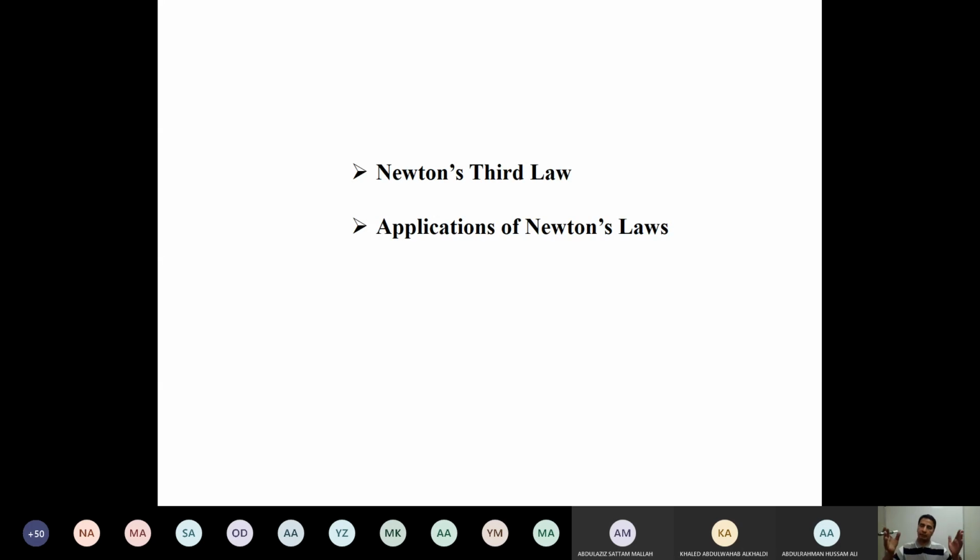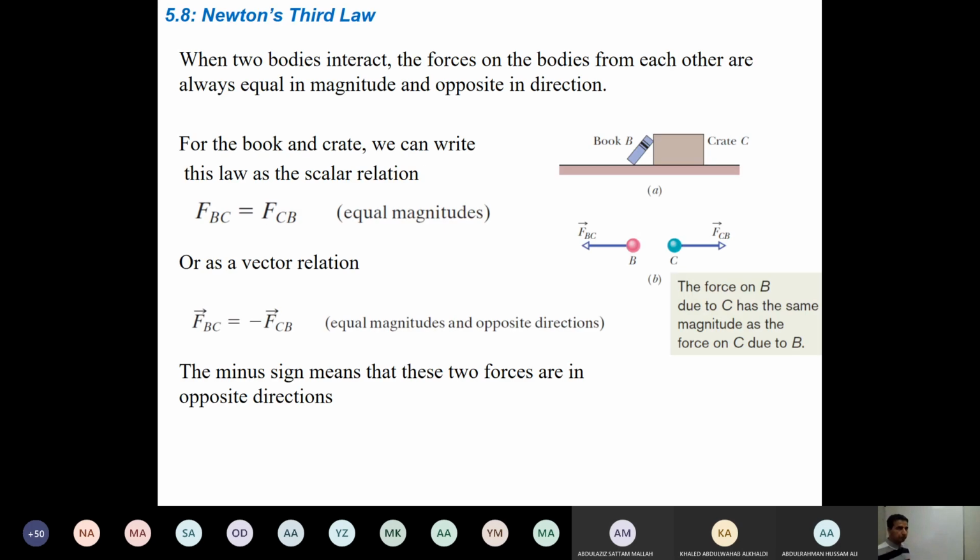That means the weight of the object is downward towards the earth, and the normal force is upward, away from the earth, right? Upward. So these are action and reaction. Now let's specifically talk about these two things.